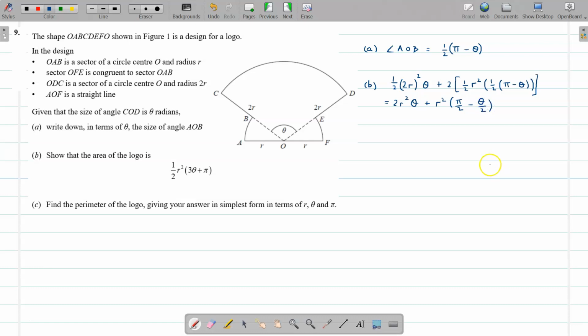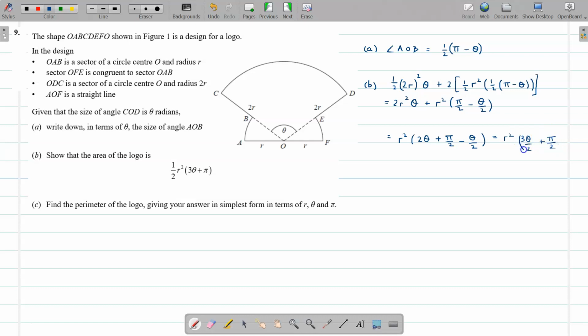And that gives me, I can take out a factor of r squared and bring this in here as well. So that gives me, down here, r squared, 2 theta plus pi by 2 minus theta over 2. And that is equal to r squared, because I've got a 2 theta and a minus a half theta, so it's 3 theta over 2 and plus pi over 2 in a bracket.